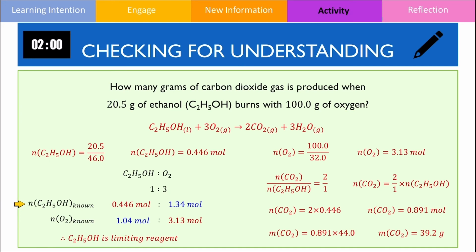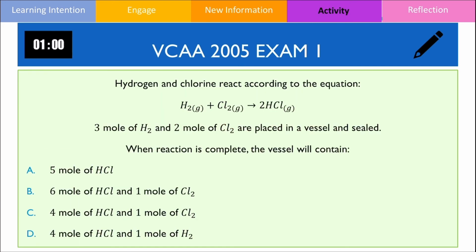Have a go with the last question. Pause the video and resume again when you're ready to check your answer. To answer this question, I'm going to take on a slightly different approach. What I'm going to do is calculate the theoretical amount of hydrogen chloride produced from each known amount of reactant provided. According to the stoichiometric ratio, the amount of hydrogen chloride produced from 3 moles of hydrogen gas should be 6 moles.